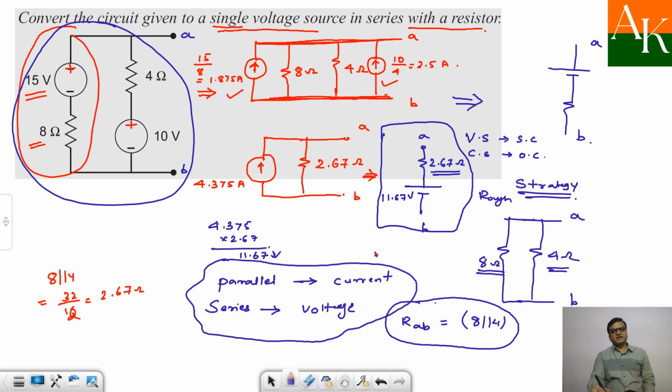Remember this, that whenever current sources are in parallel, you can add them. Similarly, when voltage sources are in series, you can add them according to their polarity.